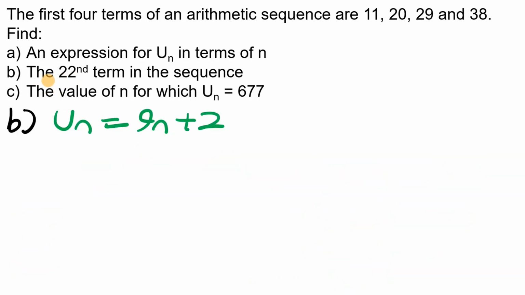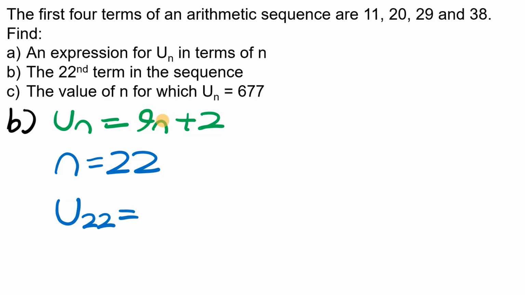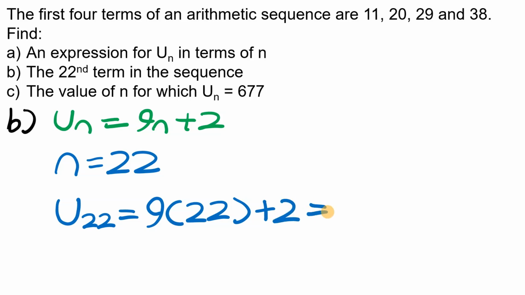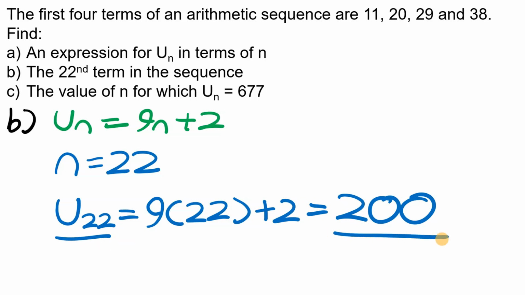Okay, and then for part B, we need to find the 22nd term in the sequence. So this is going to be where n is equal to 22, so this is going to be u22 like this here. So if we sub in n as 22 here, it's going to be 9 times 22 plus 2, which if you put this into your calculator is equal to 200. So the 22nd term is 200.